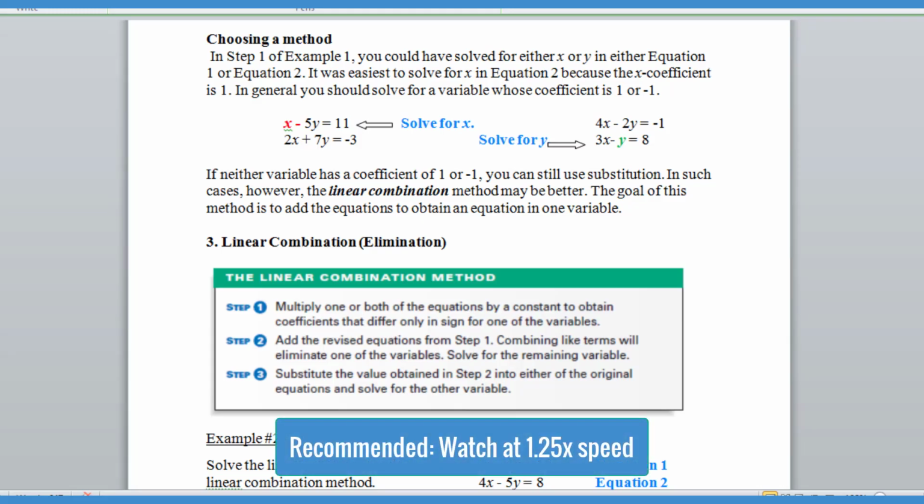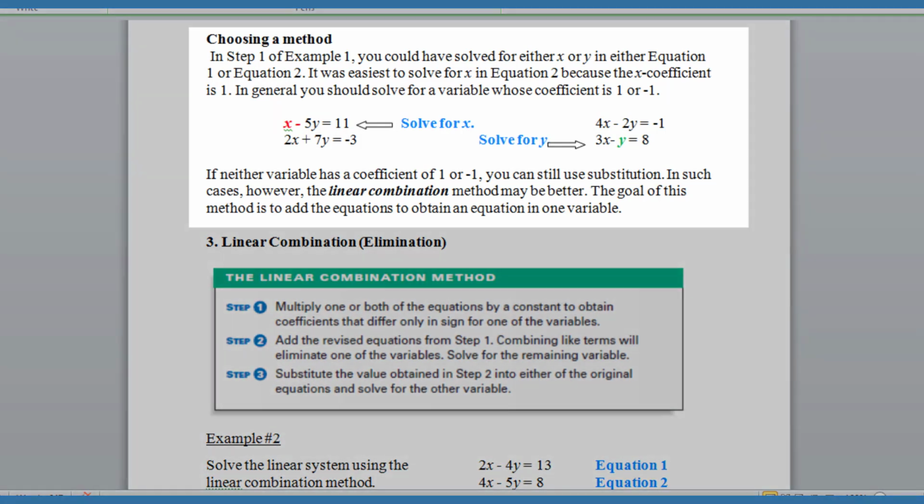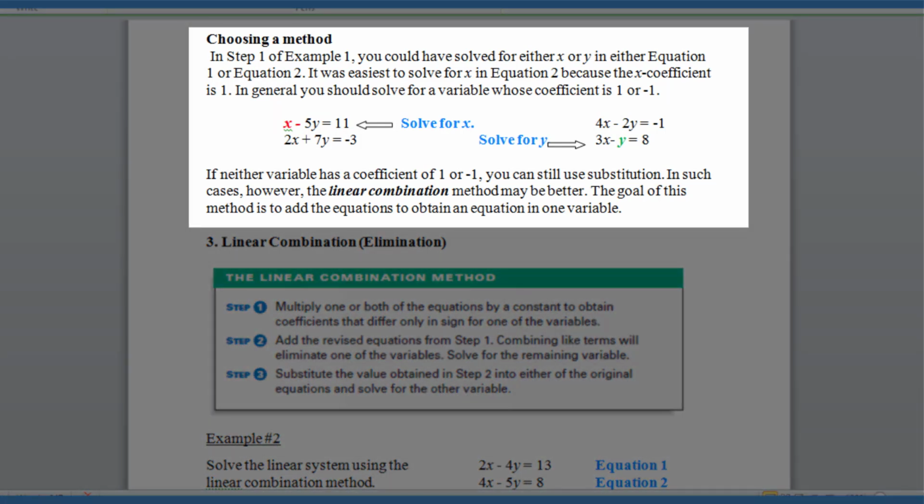In the previous examples, we made it a point for you to find the x or the y value that had a coefficient of 1 or -1. And so you can see here, this is going to help us choose the method that we want to solve the system of equations with. In the first example we had an x that had a coefficient of 1. In the second example we had a y that had a coefficient of -1. And so both of these were easily used for substitution.